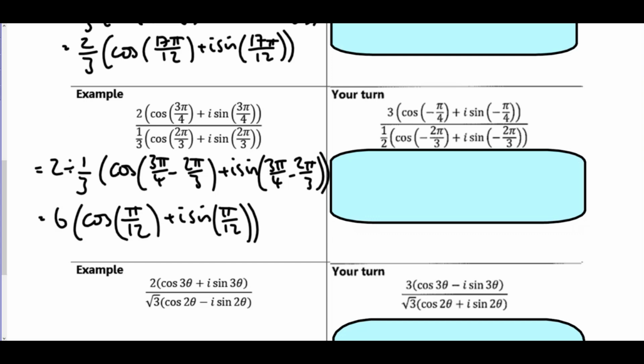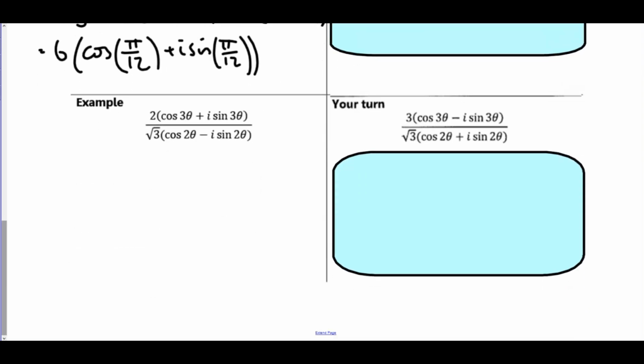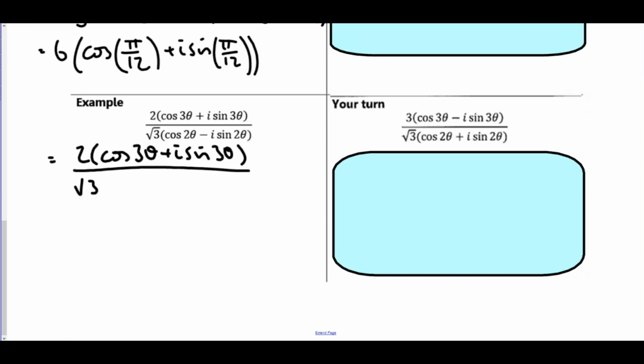pi over 12. On the final example here, one thing to note is that the bottom number is not in modulus argument form. It's a complex conjugate because it's got a minus in the middle, but it's not in modulus argument form. So to deal with that first, leave the top as it is. I'm going to change this to the cos of minus 2 theta plus i sine of minus 2 theta. Remember, this is how we conjugate in modulus argument form.